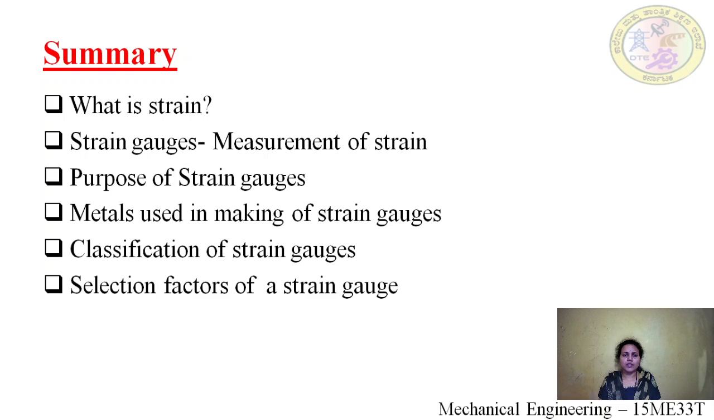The next we saw some of the selection factors which are considered for the selection of strain gauge. First one is high sensitivity. Then it should have high yield point. Then it should have low hysteresis, low temperature sensitivity. Then it should have good workability, good corrosion resistance, and good weldability. So these are some of the factors which are considered for the selection of strain gauge.